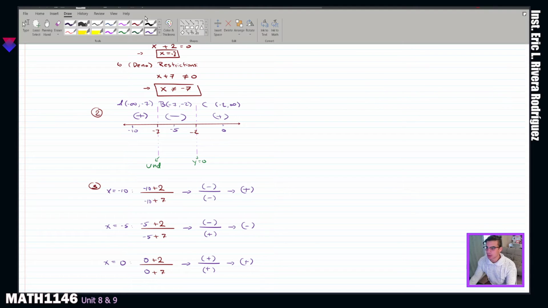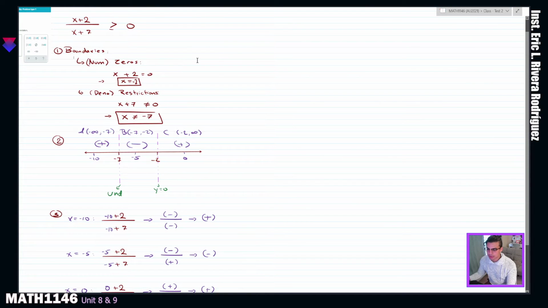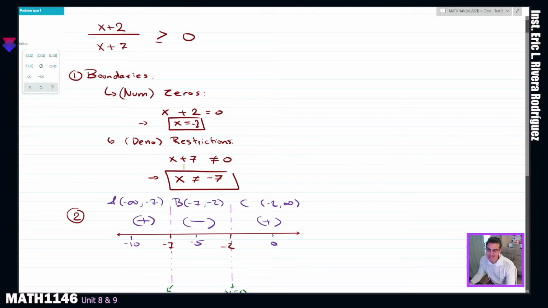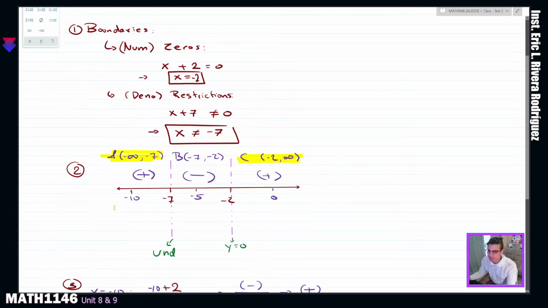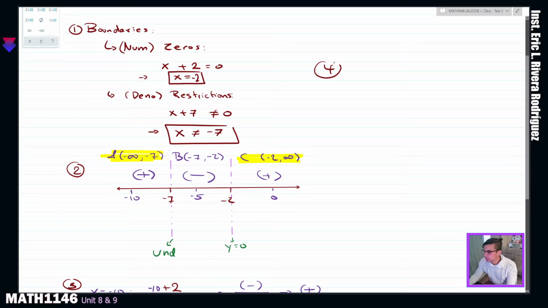Okay, so we are looking for greater than 0, so the two regions are A and C. Greater than or equal to 0, A and C. Help me to write the solution. And remember that -7 is a restriction and -2 is a 0. How would you write the solution here?